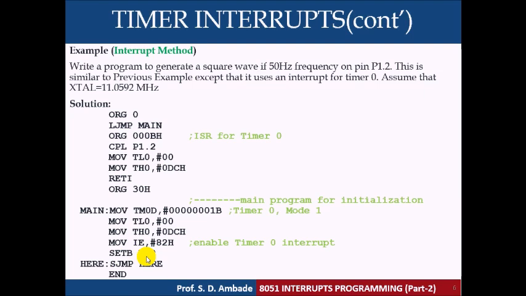Then set b TR0 to start the timer. SJMP here to wait until the interrupt request is raised. After the TF0 flag is raised, it will jump to the interrupt vector location ORG 000BH. This is the ISR for timer 0, where the next instruction is CPL P1.2, then load the TL0 value again, TL0 00H, TH0 0DCH, then RETI, return from interrupt.